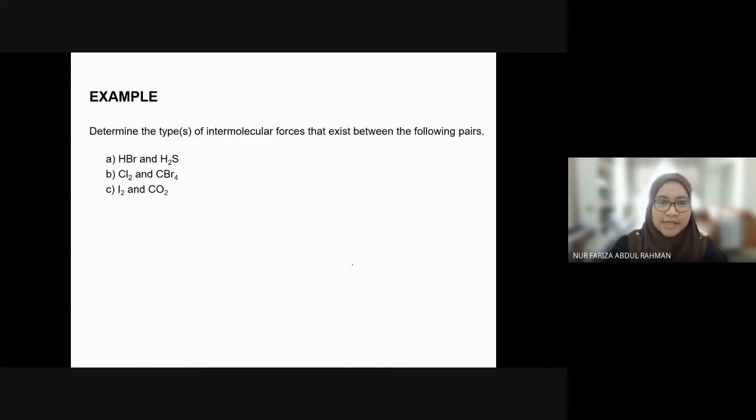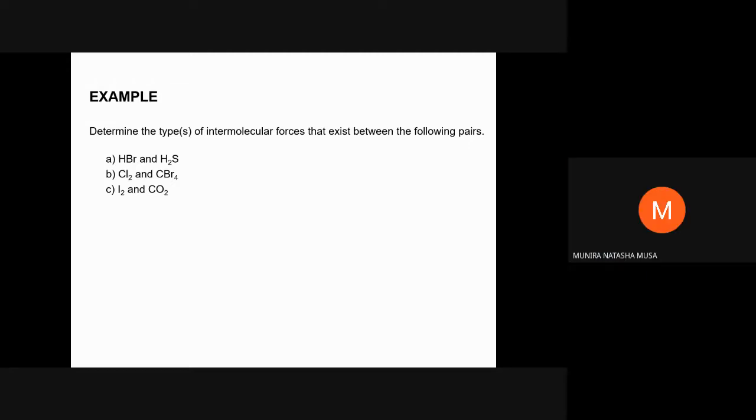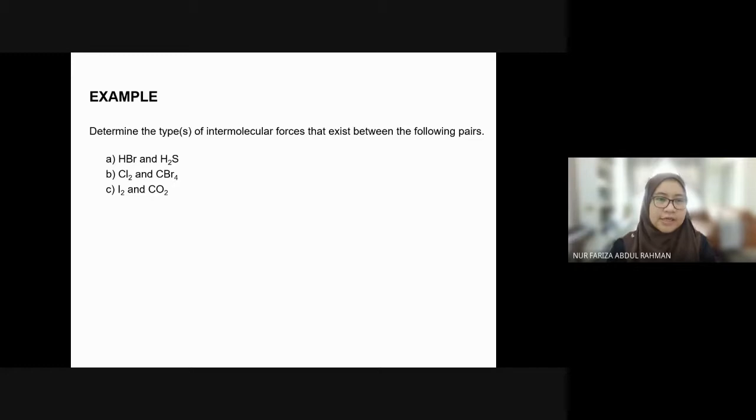Determine the type of intermolecular forces that exist between the following pairs. Before we could state the type of intermolecular forces, we have to determine whether the molecules given are polar or non-polar. The first question, is HBr a polar or non-polar molecule? Polar. HBr is a polar molecule. How about H2S? Is H2S a polar molecule? Yes, polar. It's also polar.